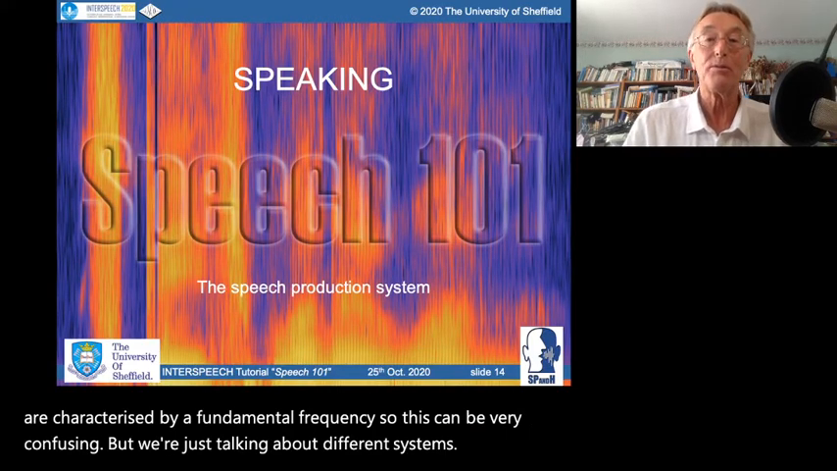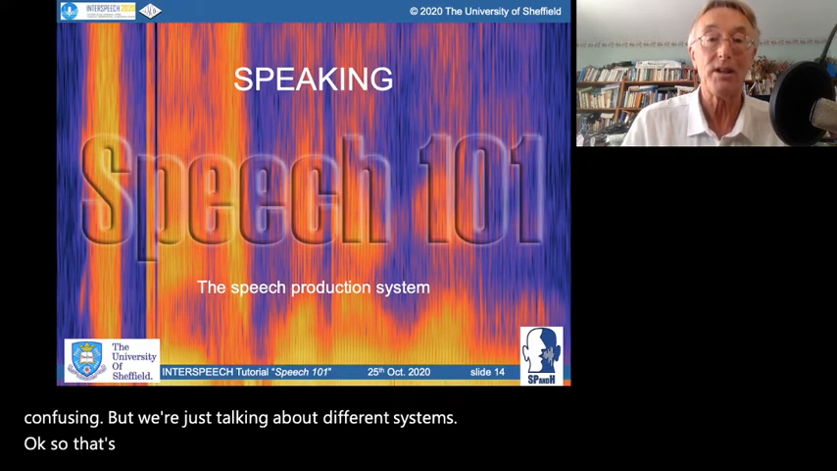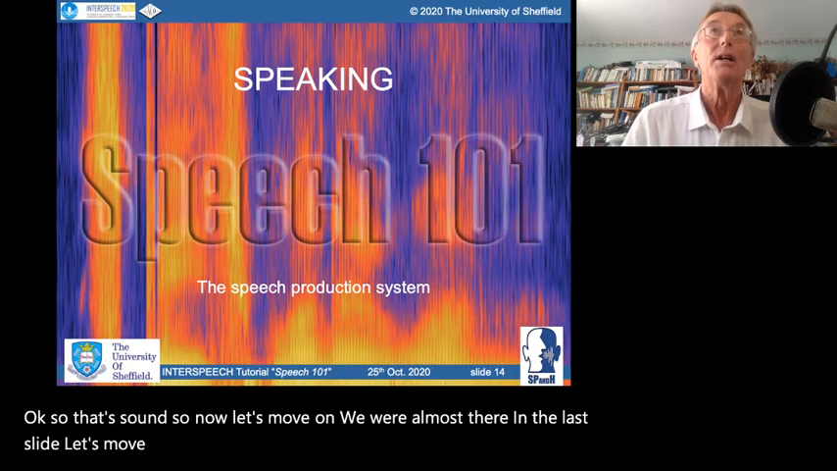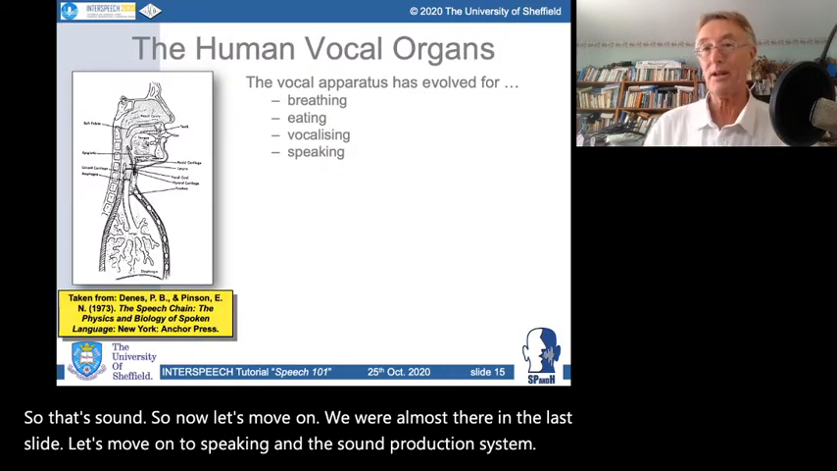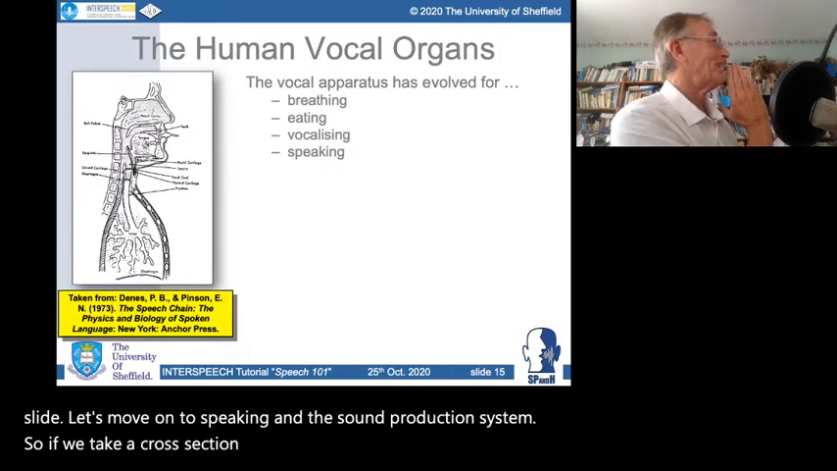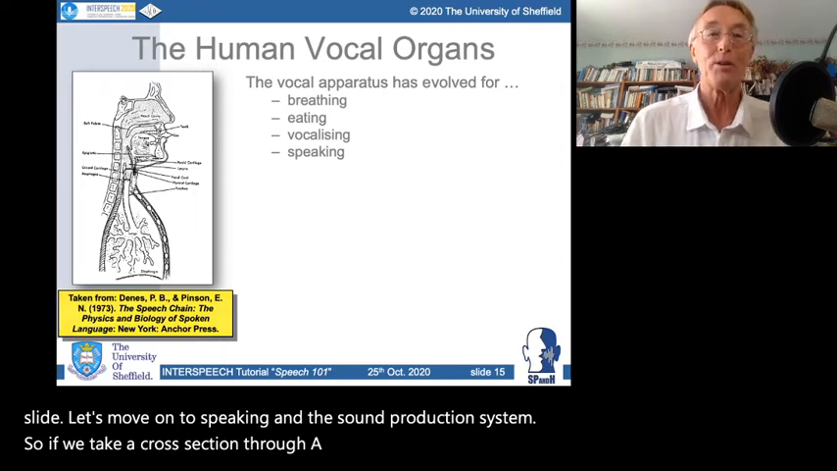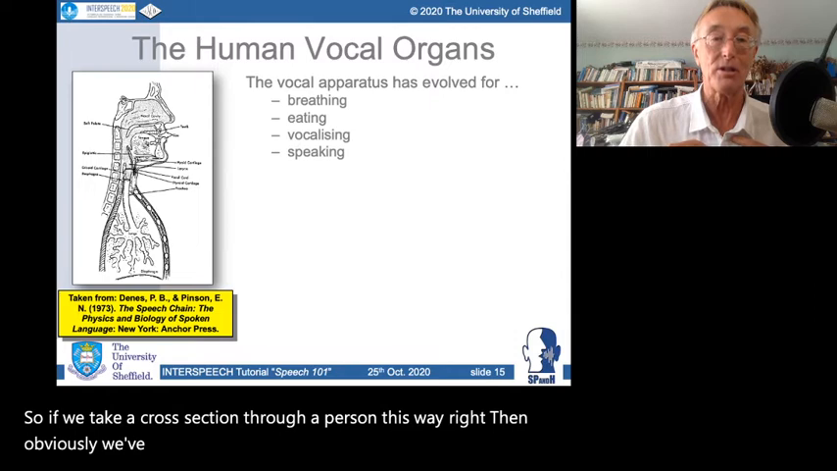So now let's move on. We were almost there in the last slide. Let's move on to speaking and the sound production system. So if we take a cross section through a person this way, then obviously we've got a bunch of anatomical structures which contribute to speaking.